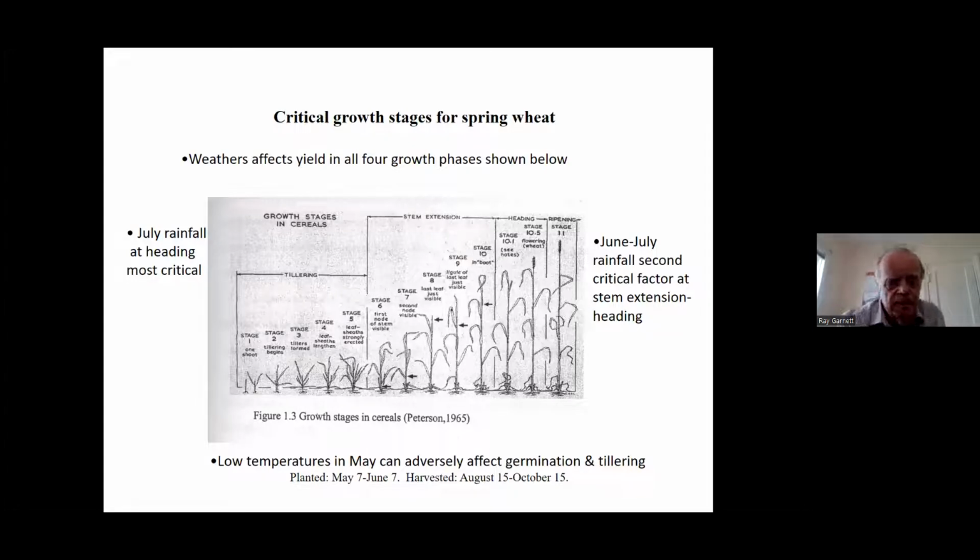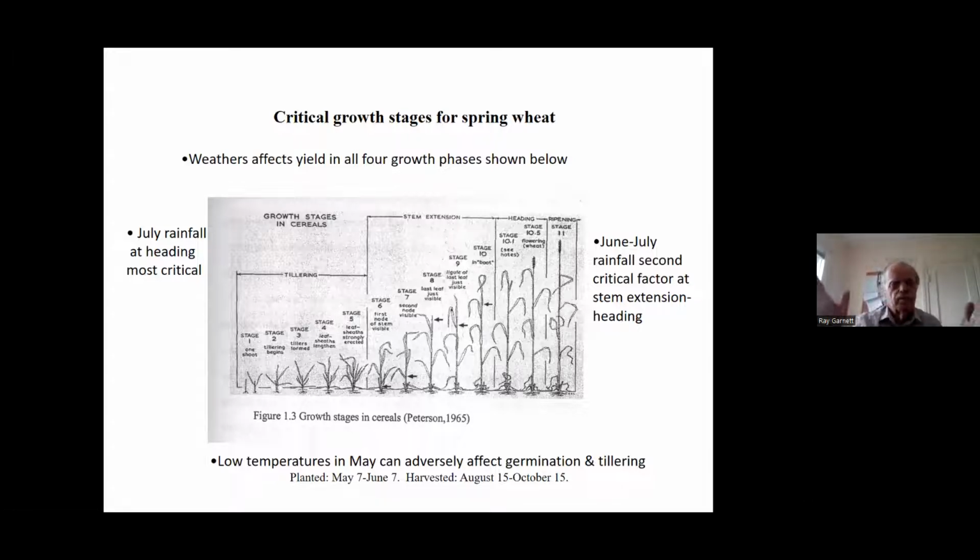This is a listing of the stages of a spring wheat crop. There's tillering, stem extension, heading, and then ripening. And in my experience, sorry, I've got a phone that keeps wanting to ring here. I found that July rainfall at heading is probably the single most critical growing season factor. The two most critical months are July and June, of course. So you can think in terms of May during tillering, stem extension happening during June, and July being the time of heading. And of course, August is ripening.